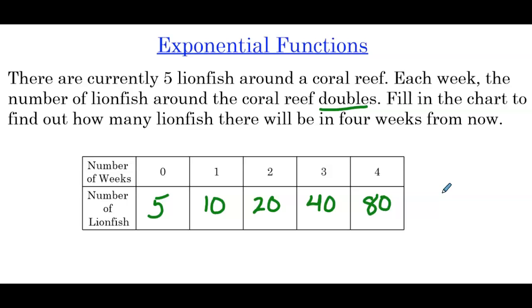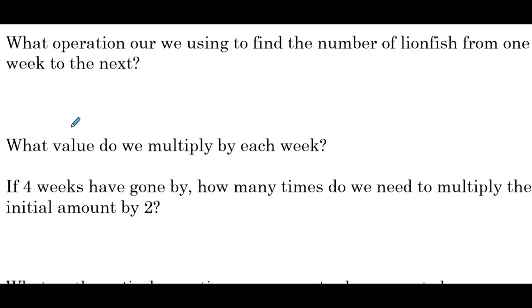So now that we have this table of values filled in, we're going to answer a few questions based off this table. What operation are we using to find the number of lionfish from one week to the next? So we went from 5 to 10, 10 to 20, 20 to 40, and each time we multiplied. So the operation is multiplication.